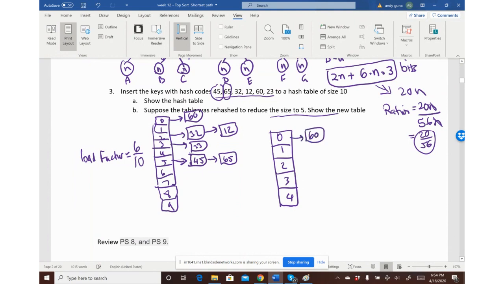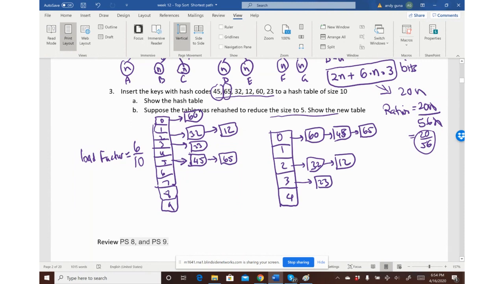45, if you mod with 5, goes here. Right, 65 goes here. Again, I didn't really consider the order here. 32 mod with 5 goes to 2. That's it? Yeah, I think 2, right? Okay. 32. 12 also goes there. And 60, you already did that. 23 goes into 3. All right, so that's what I get. Do you have any questions there?